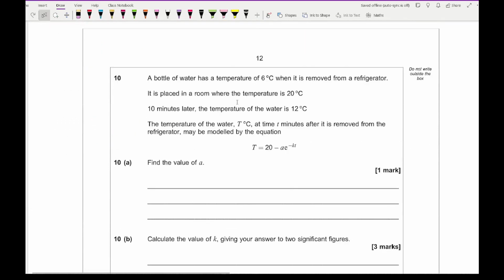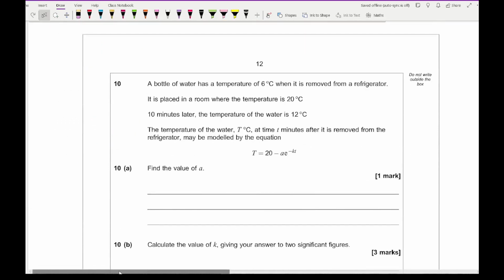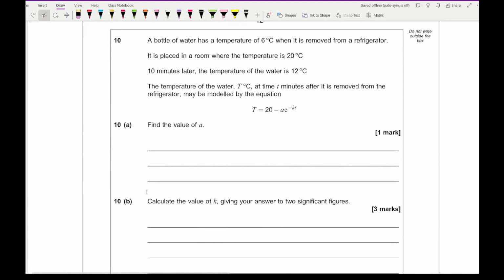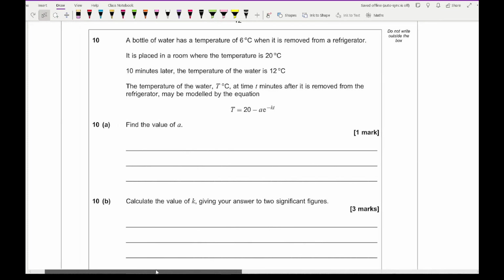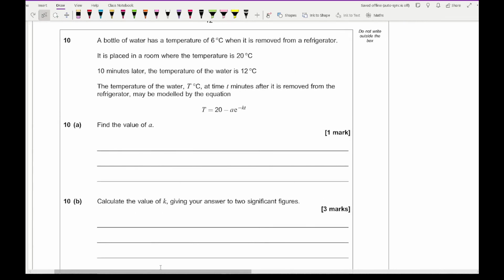Then moving on to question 10, we get that a bottle of water has a temperature of 6 degrees when it is removed from the refrigerator. It says it is placed in a room with a temperature of 20 degrees. 10 minutes later, the temperature of the water is 12 degrees.